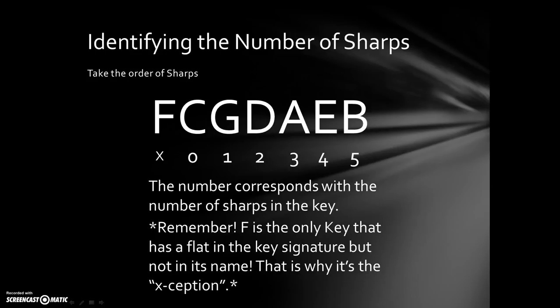Remember, F is the only key that has a flat in the key signature but not in its name. That is why it's the exception.